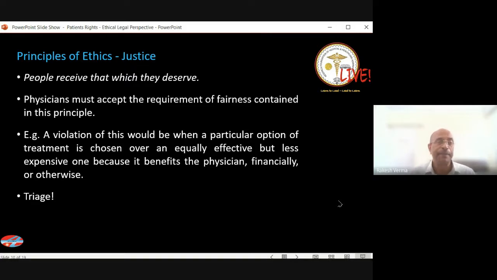For example, a violation of the principle of justice would be when a particular treatment option is chosen over an equally effective but less expensive one because it benefits the physician financially or otherwise. This is an example given in one of the texts that I referred to. Essentially it means that you need to be fair in your dealing with the patients, and this principle of fairness comes into play when we look at patient rights. Triage, as I have said, is an example of what we do in our healthcare settings, and this involves the principle of justice.